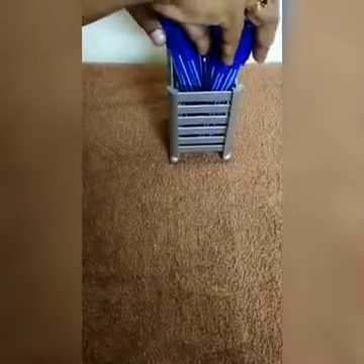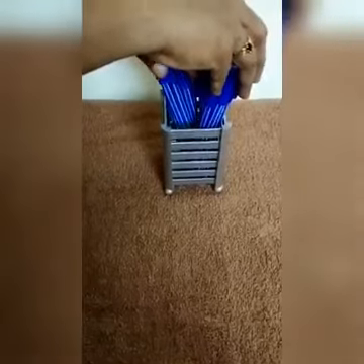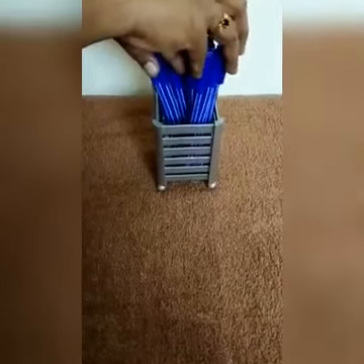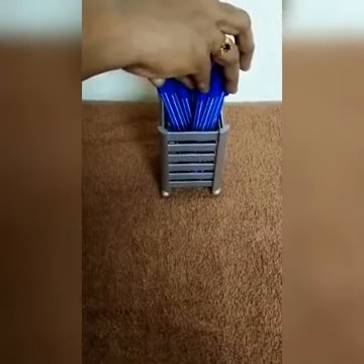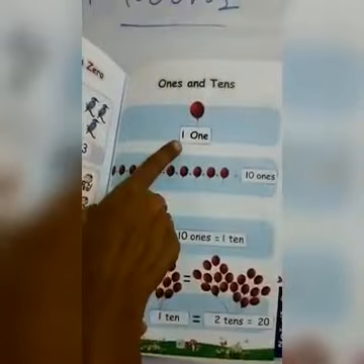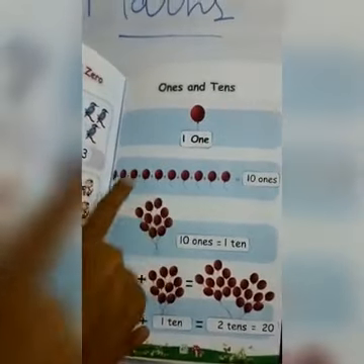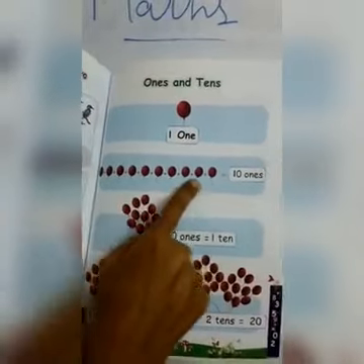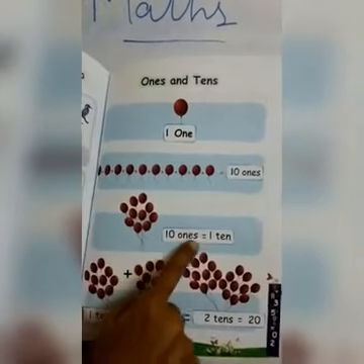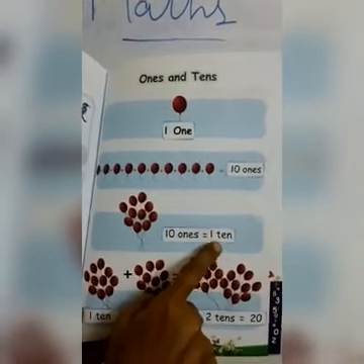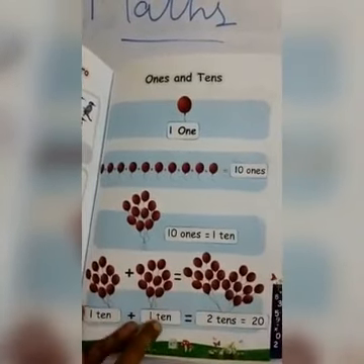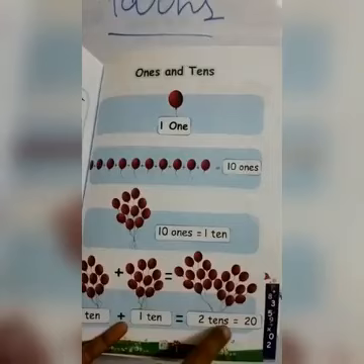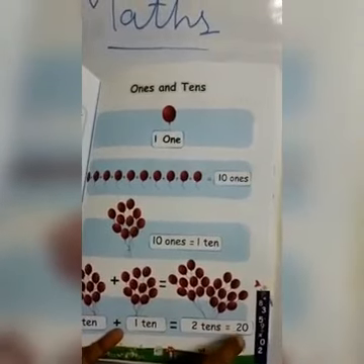Now it is 1 ten plus another 1 ten. That means 2 tens. 2 tens equal to 20. Okay. This is a balloon. Here there are 10 ones. 10 ones equal to 1 ten. Like that, 1 ten plus 1 ten equal to 2 tens. That means 20.